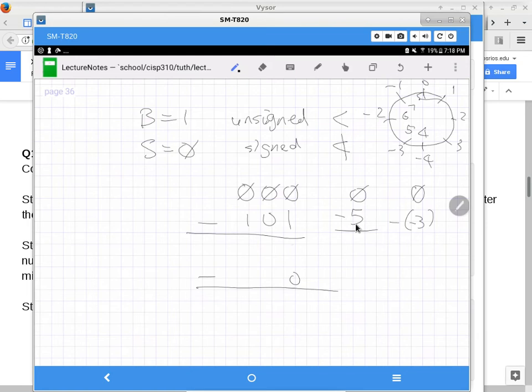0 minus 1 is a 1 with a borrow. 1 minus 0 is a 1. 0 minus 0 is a 0. 0 minus 1 is a 1 with a borrow. 0 minus 1 is a 1 with a borrow. 1 minus 1 is a 0. So here's my borrow flag, and here's my sign flag. We got the scenario that we need.